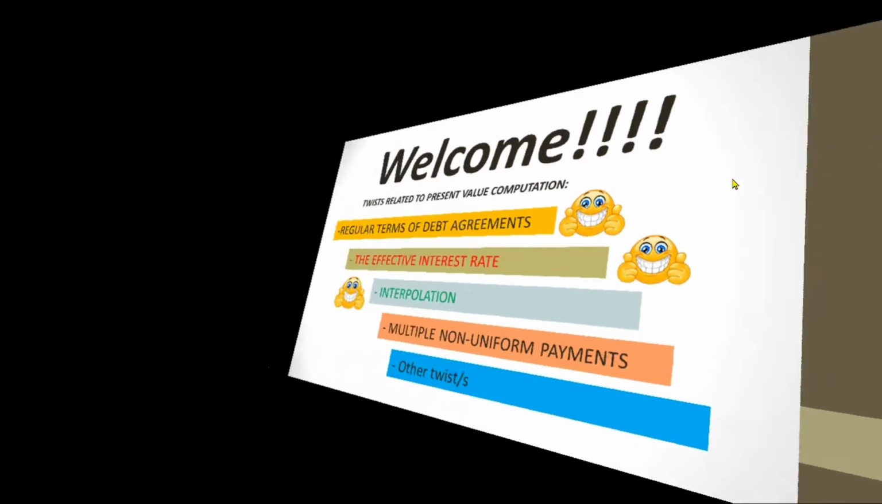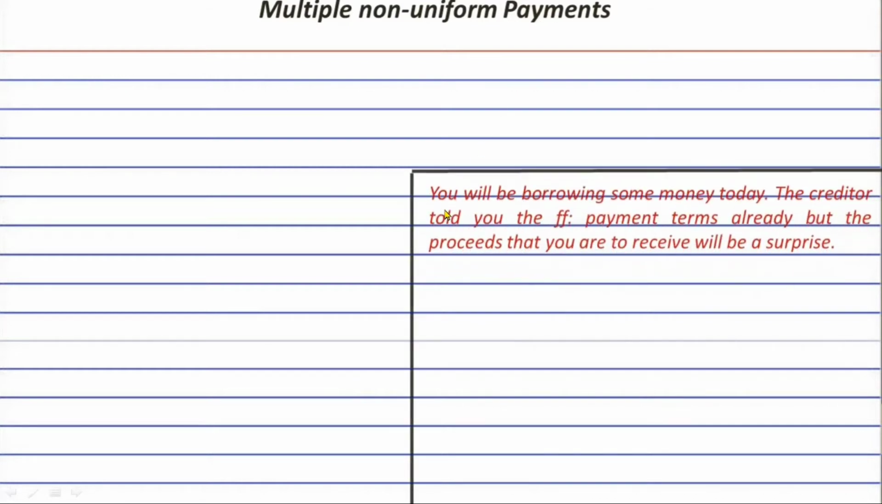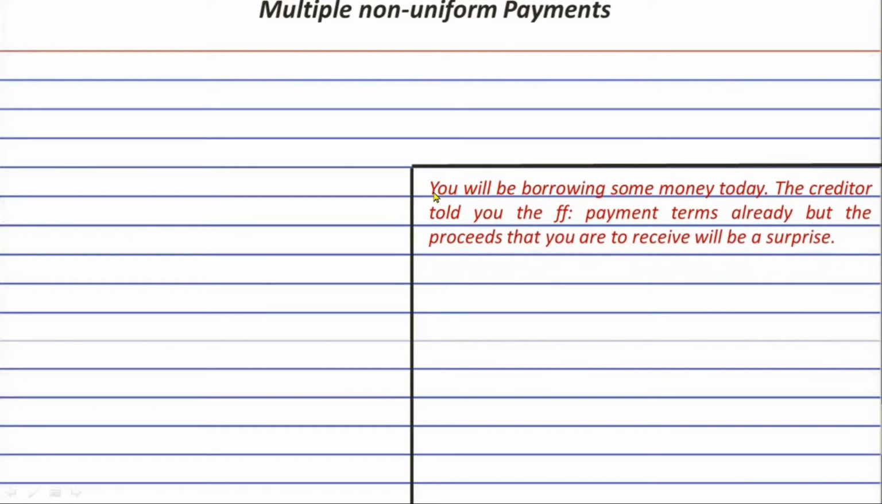So let's begin with getting the present value of debts where you need to pay multiple non-uniform payments. And in order for you to relate immediately, let's have an example, okay? So the sample problem goes like this. You will be borrowing some money today. And the creditor told you about the payment terms already. But the proceeds that you are to receive is still a surprise.